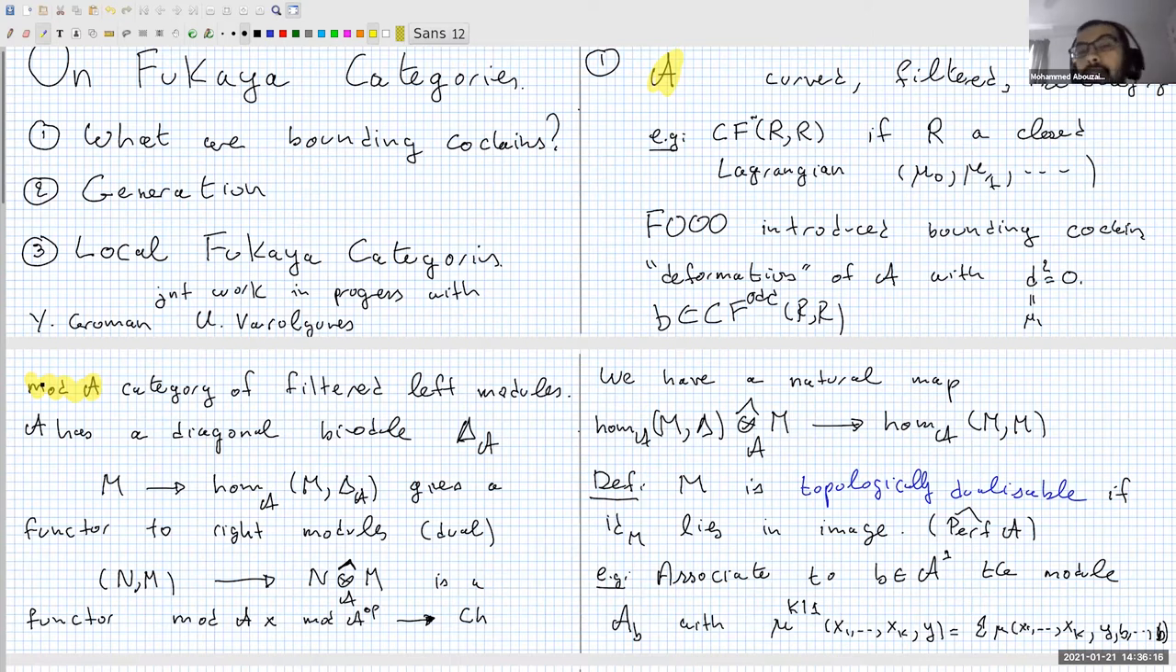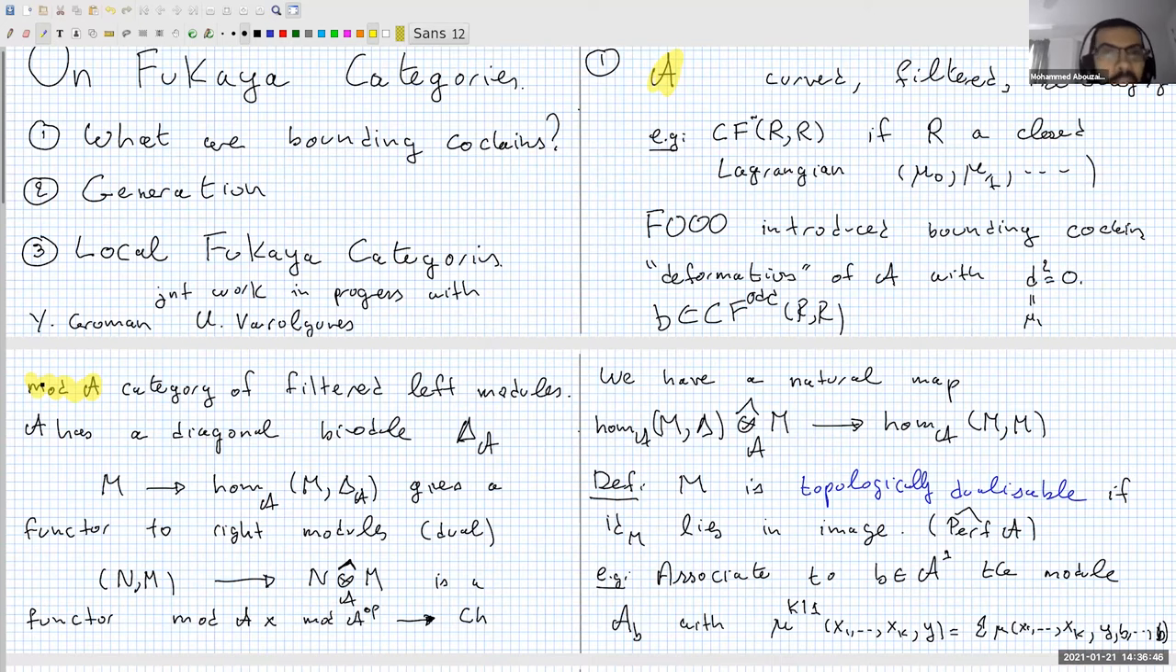So if you take any curved filtered A infinity category, what you can associate to it is a category of filtered left modules. So maybe I should put some kind of symbol to indicate that we're looking at filtrations, but I will call that mod of A. And this is an ordinary category, meaning a DG category, a differential graded category, if you set it up that way.